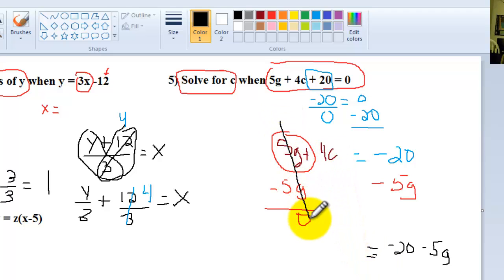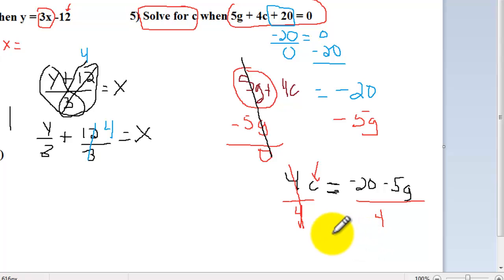That was subtracted away, so you still have the 4c. So this equal sign kind of got butchered here. So 4c now equals minus 20 minus 5g. We keep going. We have to isolate the c, and it's multiplied by the 4, so we divide by the 4 to remove it. Whatever we do here, we have to do here. Okay, so now we have c equals minus 20 minus 5g over 4.